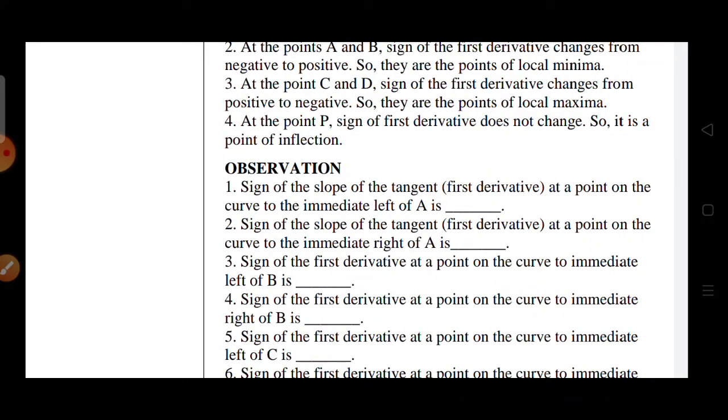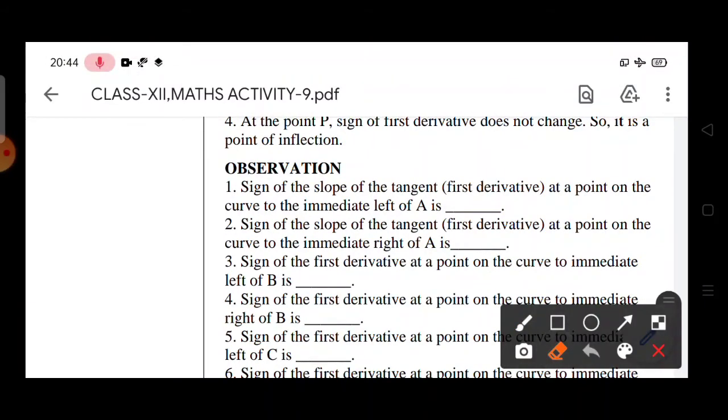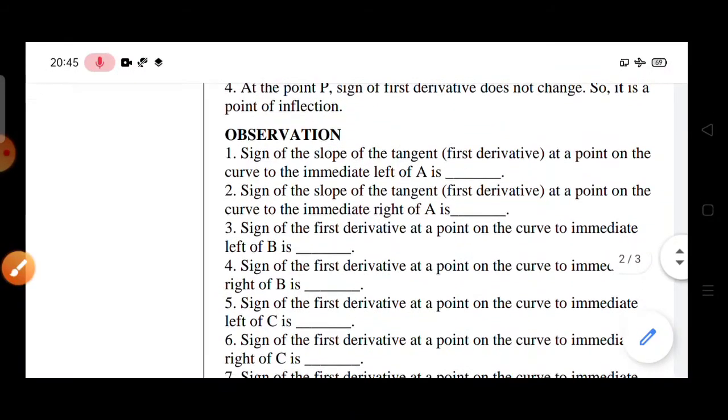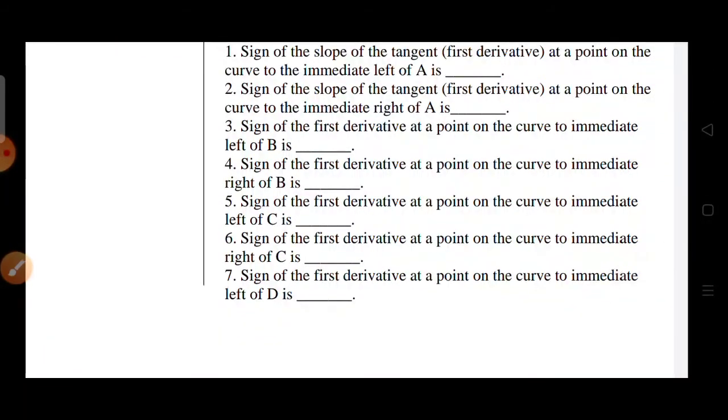Now the sign of the slope of the tangent at the point on the curve to the immediate left of A. It changes from negative to positive. So immediate left, that must be negative, and the sign of the slope of the tangent at immediate right of A, that must be positive. And for the point B, this is the same because B is also a point of local minima.